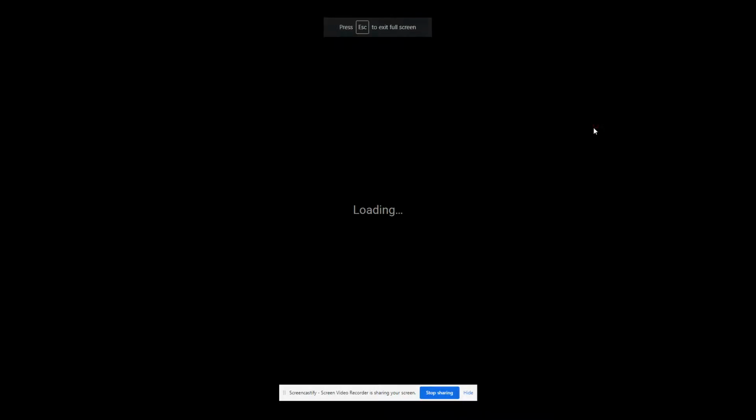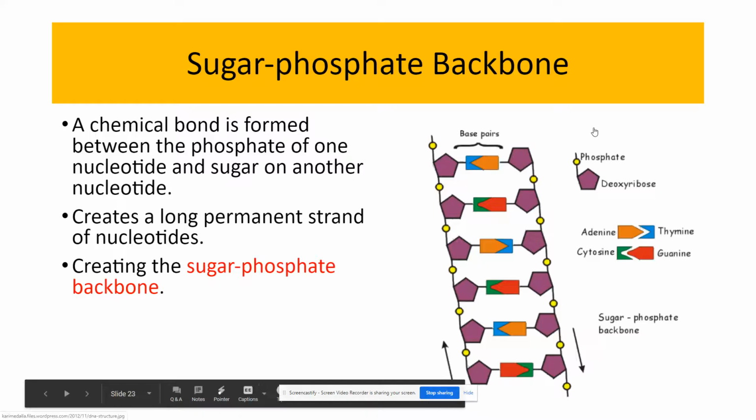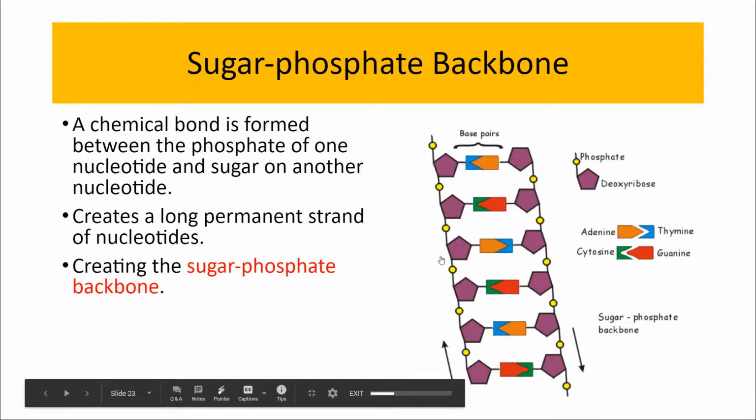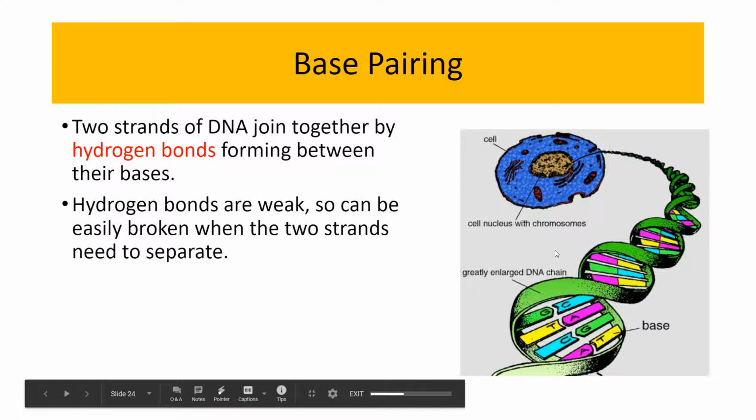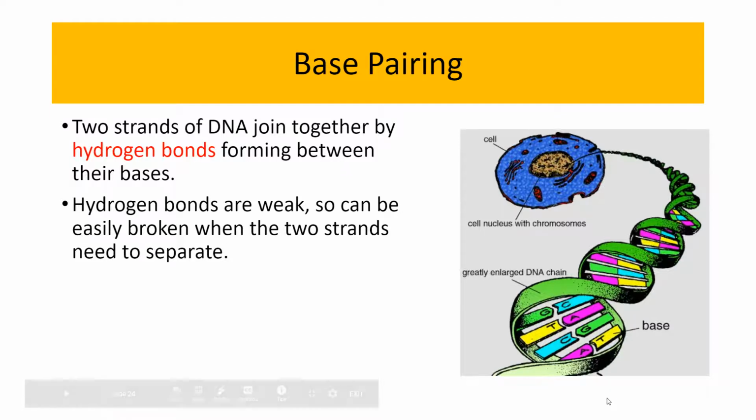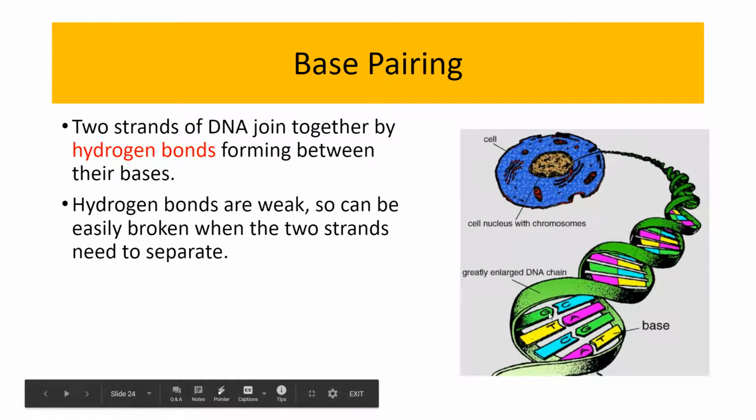Okay, guys, so just to continue on from the sugar phosphate backbone, what we're going to do is think about base pairing. I've already mentioned we did this in Nat 5, but just as a quick reminder, you can see in this diagram that G, or guanine, always base pairs with C, cytosine, and T, which is thymine, always base pairs with A, which is adenine.